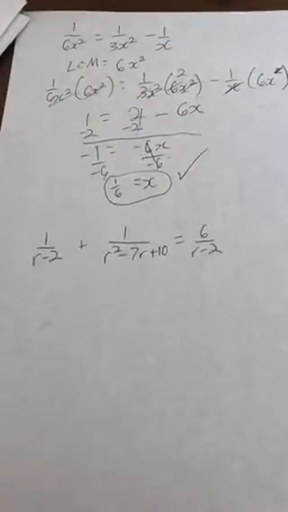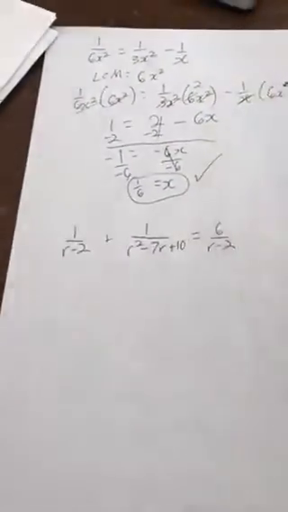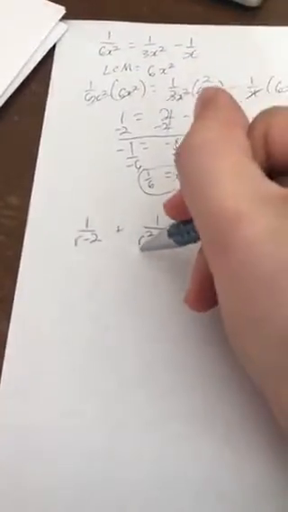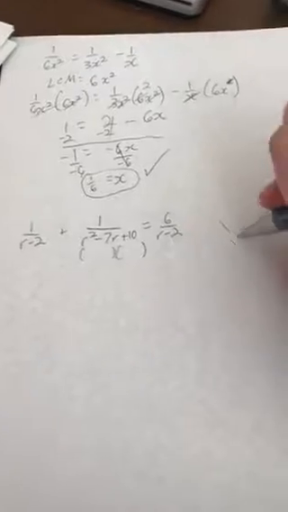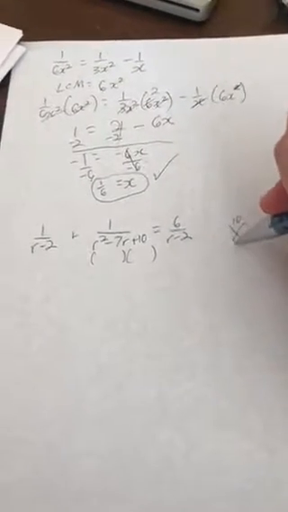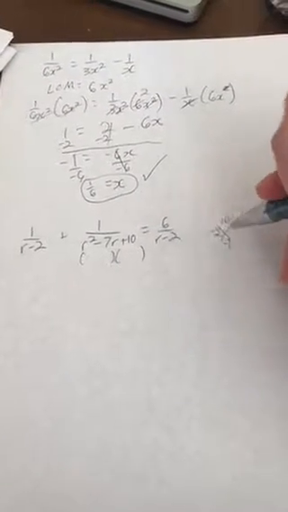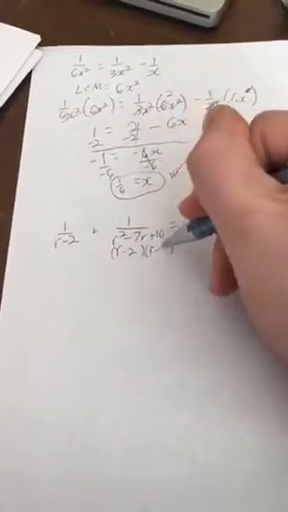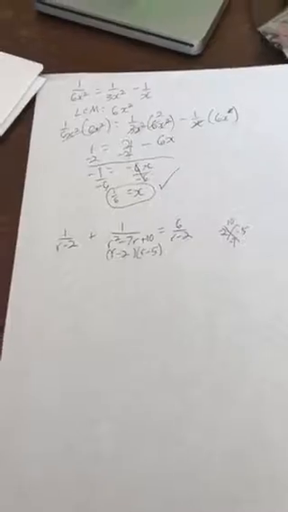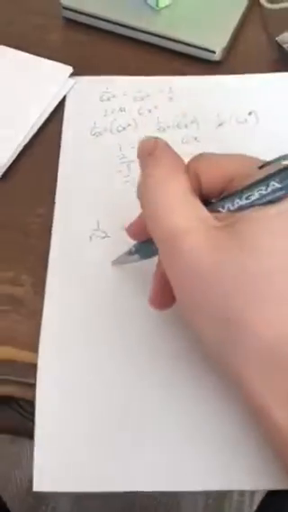So let's look at a more complex one, something that you can actually factor. So what that means is I'm going to look at that denominator, and I can do a little x to the side, 10 and -7. My numbers are -2 and -5. R minus 2, R minus 5. Those are my denominators.